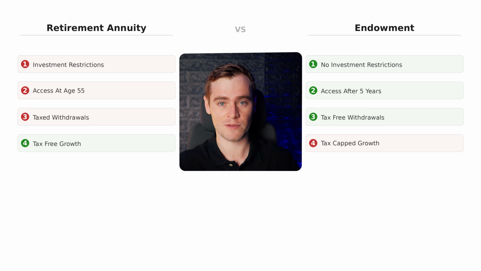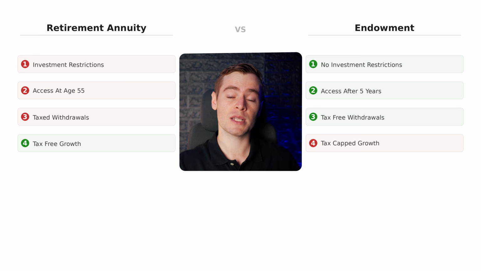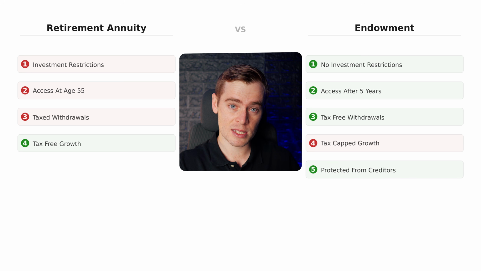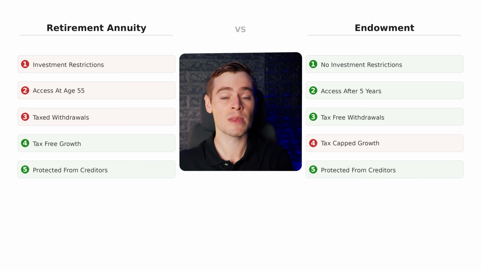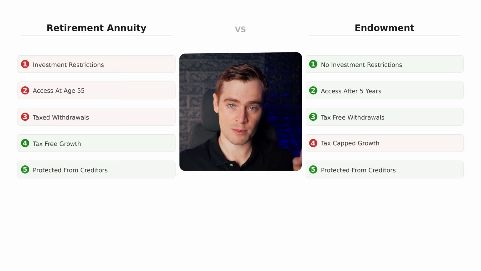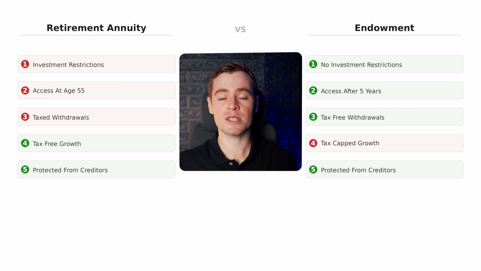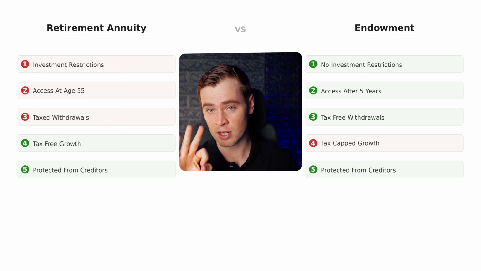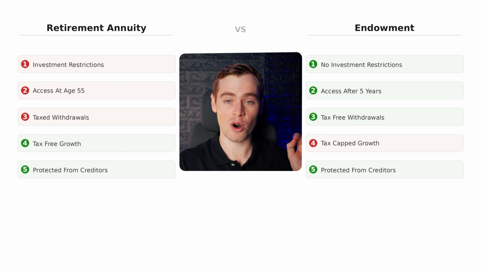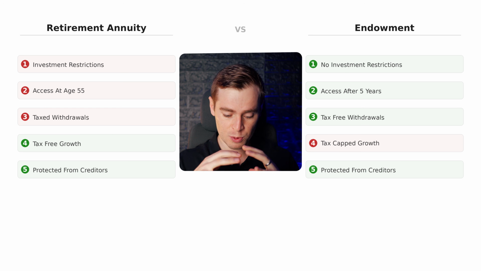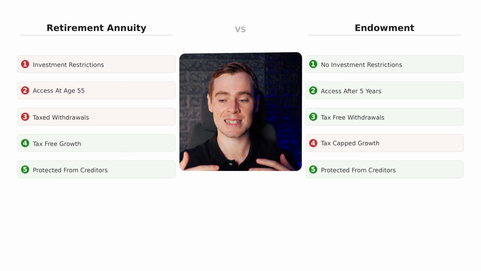The investment within an endowment is also protected against creditors, just like a retirement annuity, if you or your spouse is the nominated life assured, and if the investment has been in place for at least 3 years. This is a great benefit for entrepreneurs and business owners who want to protect their personal assets against outside parties.